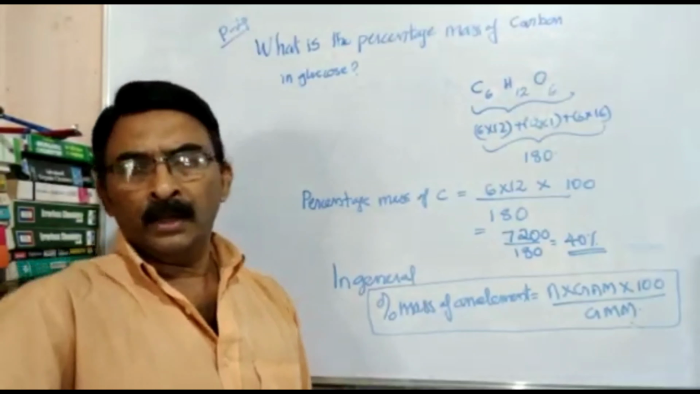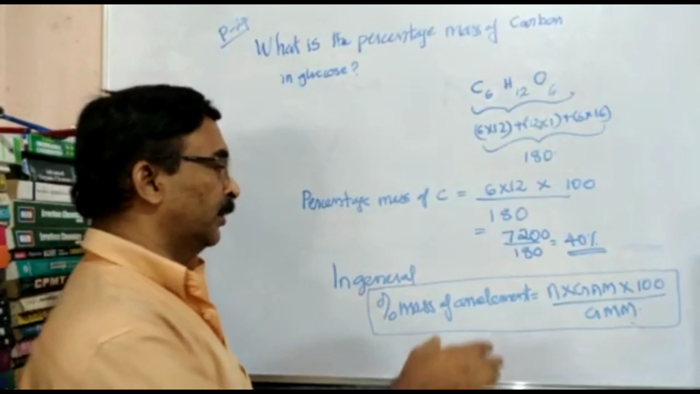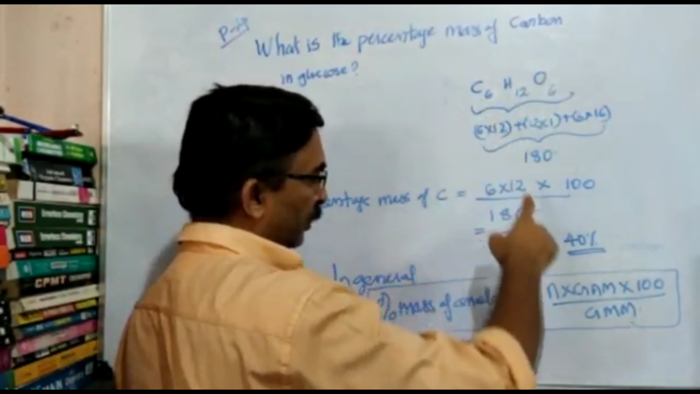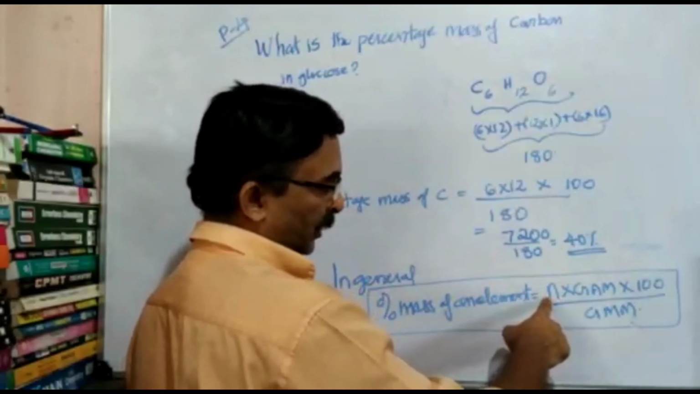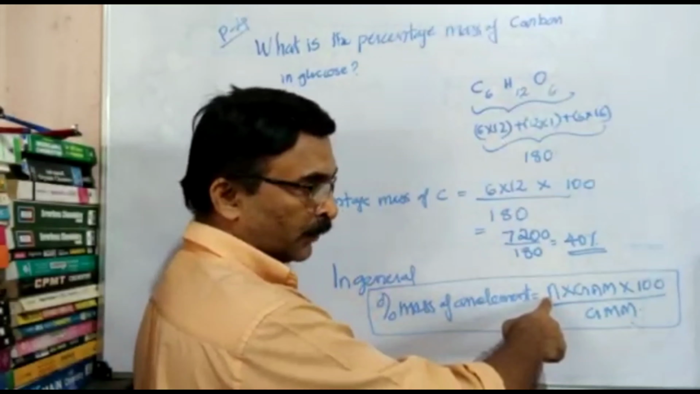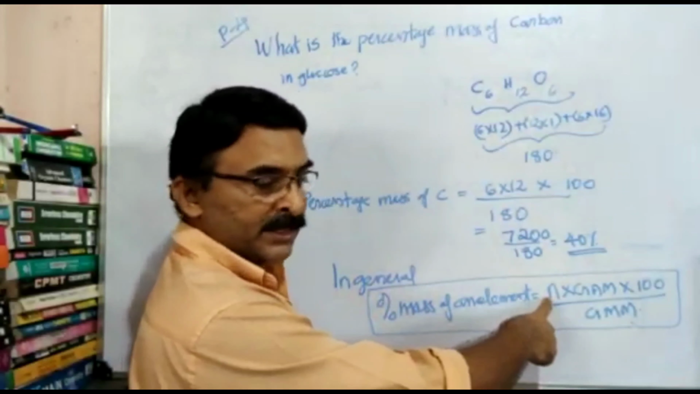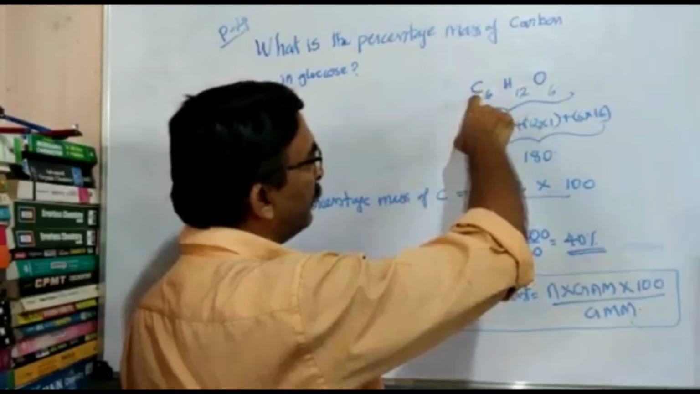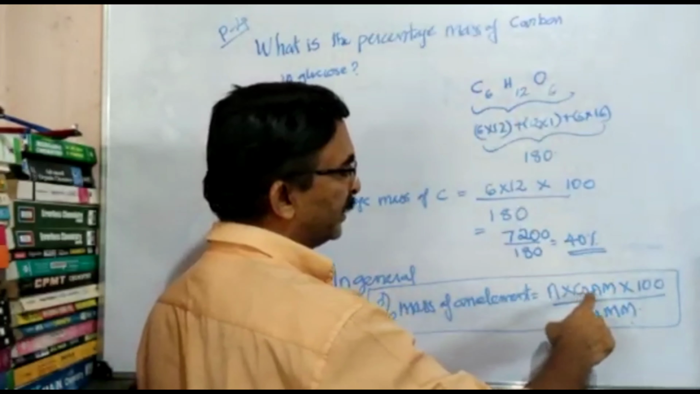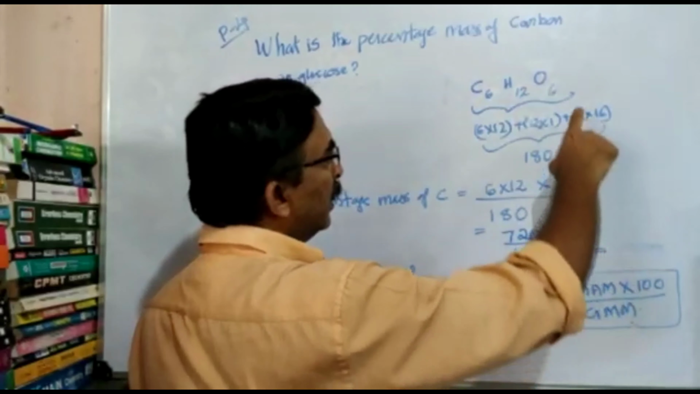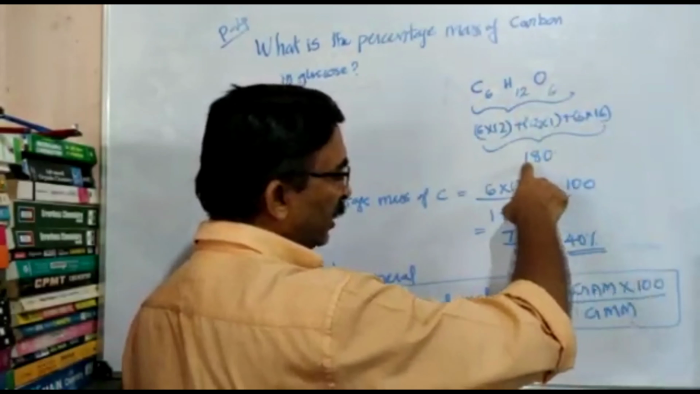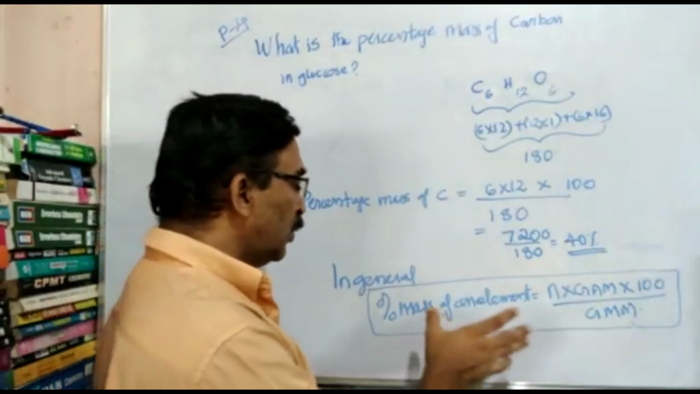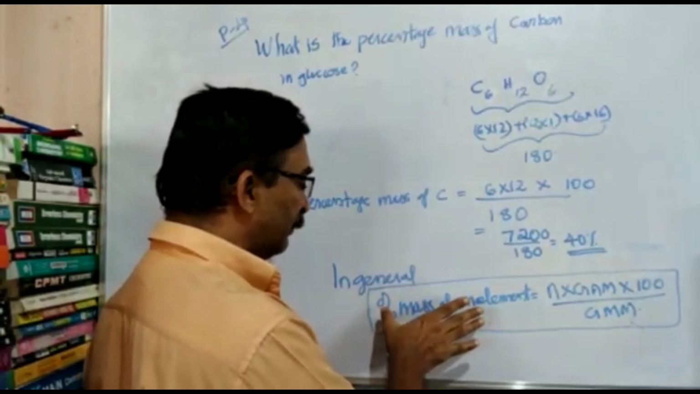Okay. Now we can generalize this equation. Look, 6 stands for the number of carbon atoms. I take the symbol N for that, the number of atoms of that particular element whose mass percent you are calculating, and 12 is the atomic mass or gram atomic mass of carbon. So I write GAM, gram atomic mass, 100 is 100, and 180 is nothing but the molecular mass of the compound, meaning gram molecular mass. So you can learn this equation by heart.